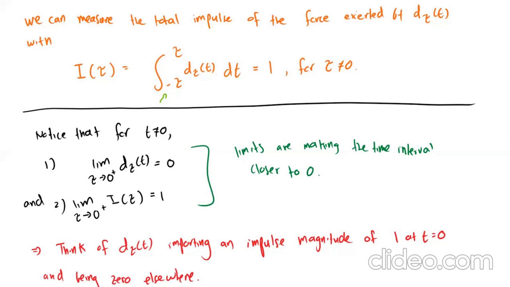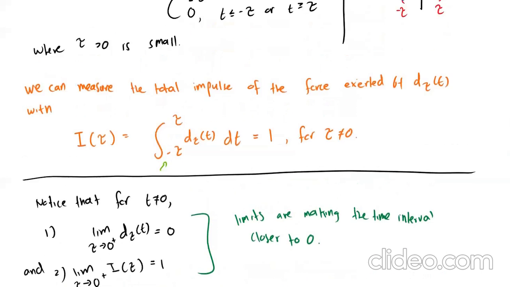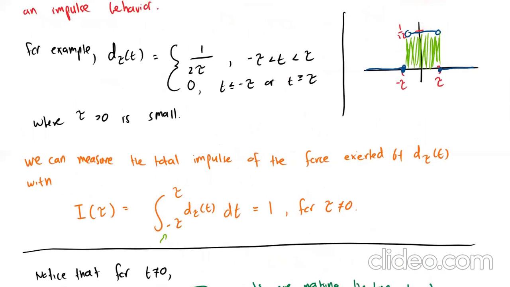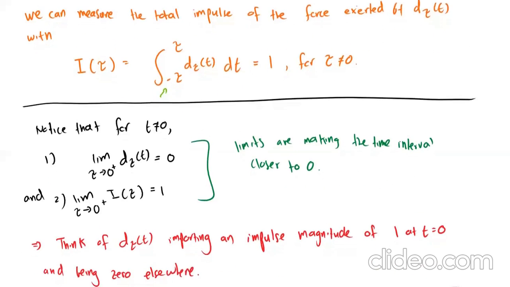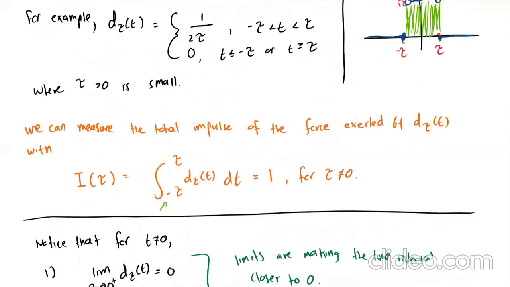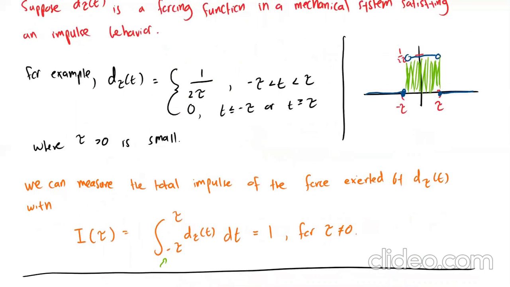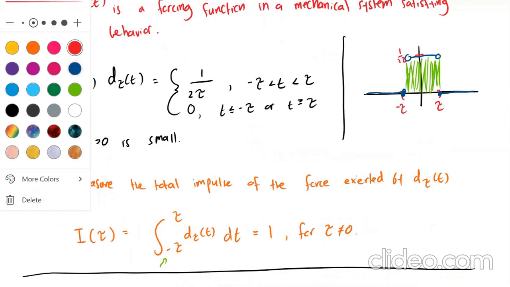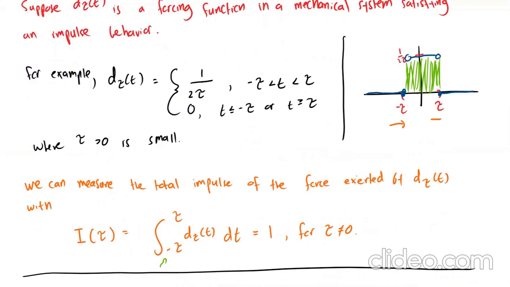So here I gave you these two properties. This function, as tau becomes smaller and smaller, the limit is actually approaching 0. And for the integral, it's always equal to 1. So think of these taus in this picture that I drew for the magnitude of the force, or for this integral. These taus are getting closer and closer to 0, but the magnitude of this force is always equal to 1.